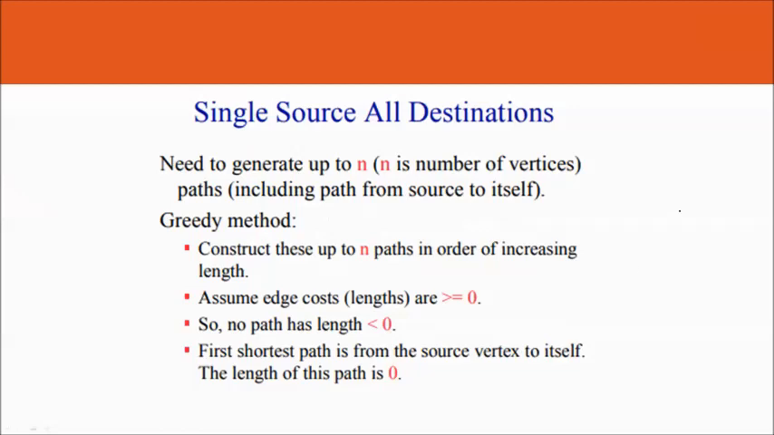Now we have single source, all destinations, so we need to generate up to n paths, where n is the number of vertices, including the path from the source to itself. With the greedy method, we construct these up to n paths in order of increasing length. Assume edge lengths are greater than or equal to 0, so no path has length less than 0. The first shortest path is from the source vertex to itself. The length of this path is 0.